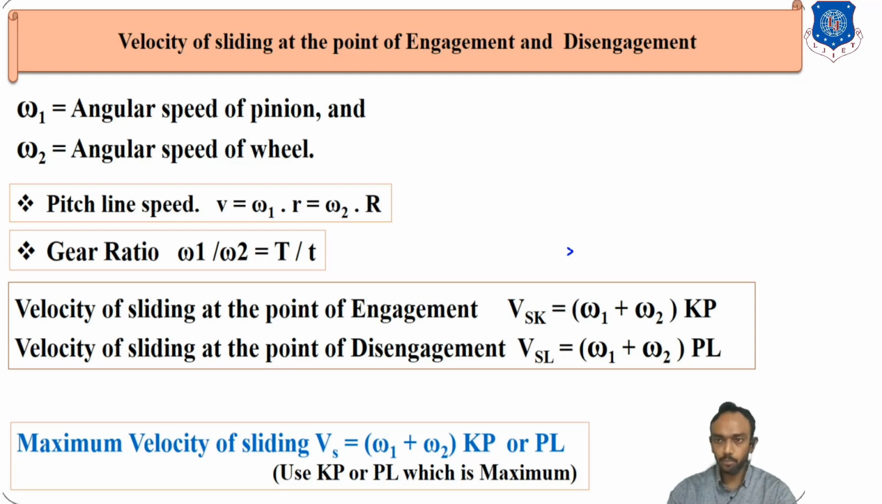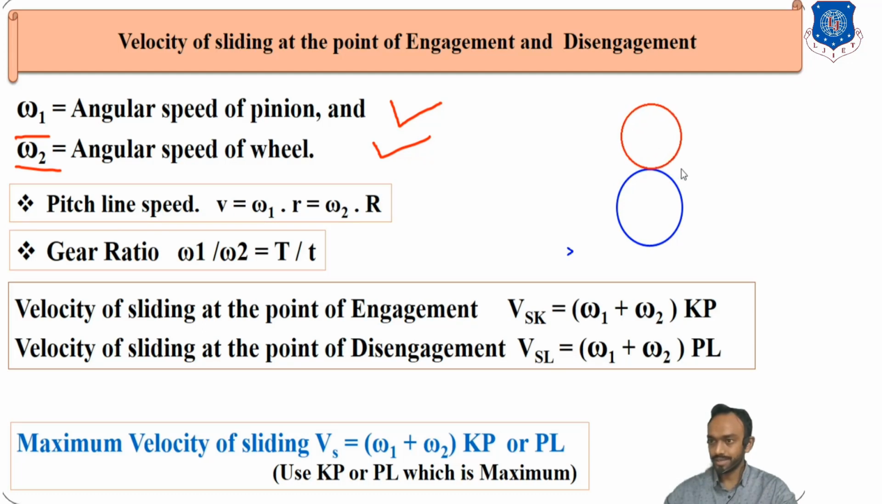Next is the velocity of sliding at the point of engagement and the point of disengagement, and sometimes the maximum velocity is also asked. So check this. First of all, the angular speed of the pinion, which is known as omega 1, and the angular speed of the wheel, which is known as omega 2. Then the pitch line velocity. What is pitch line velocity?